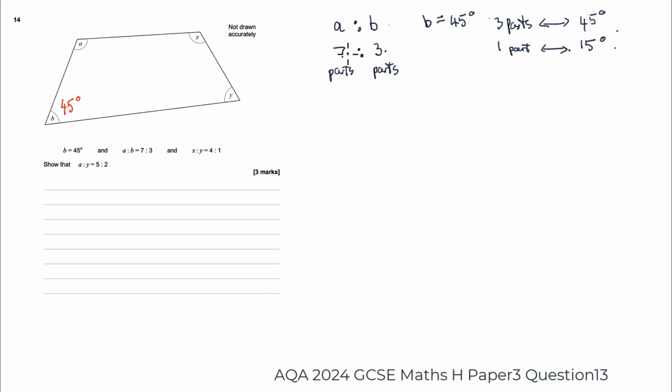Therefore, the 7 parts, which will get us angle A, will be 7 times that. 1 part's 15, 7 parts will be 7 times that. So it's 15 times 7. And that comes to 105. You can do that on your calculator. So we're making progress. We've discovered A is 105 degrees. So that's dealt with this. We've dealt with that. Let's have a look at this final one.